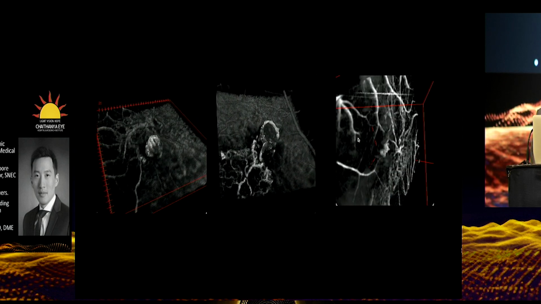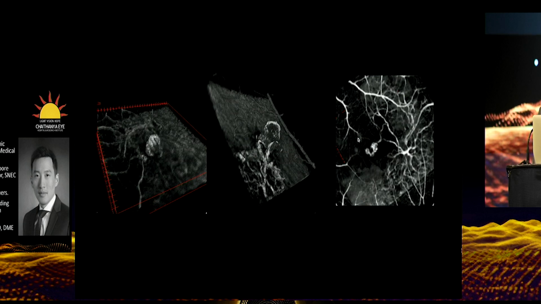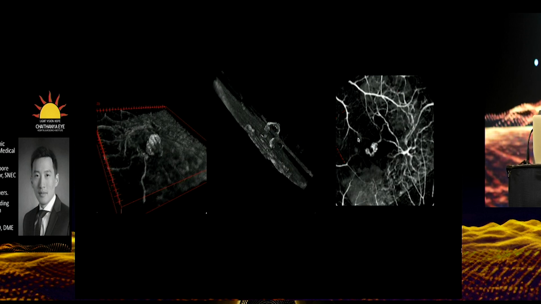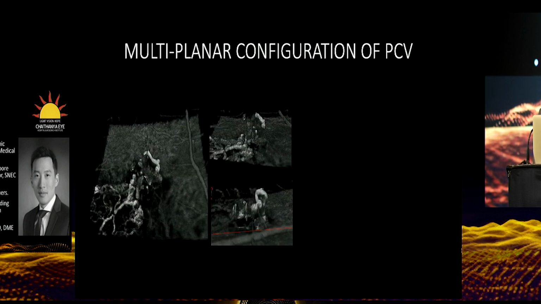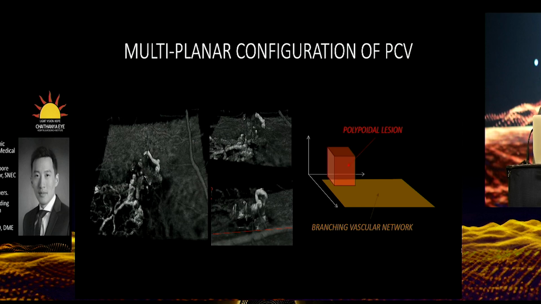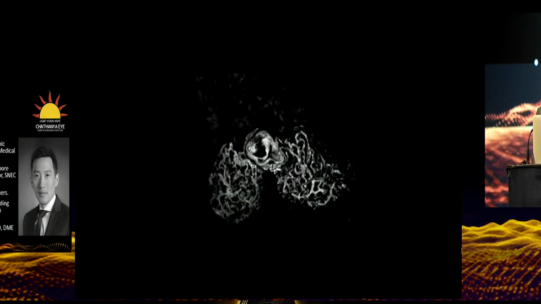And of course, then, besides the fact that it's nice pictures on a stage, what can we learn from these 3D reconstructions? So first of all, I think we then verify what we know, that PCV lesions have a multiplanar configuration. So you have the polypoidal lesion that's sitting above the branching vascular network. And this is very nicely appreciated on these 3D reconstructions.